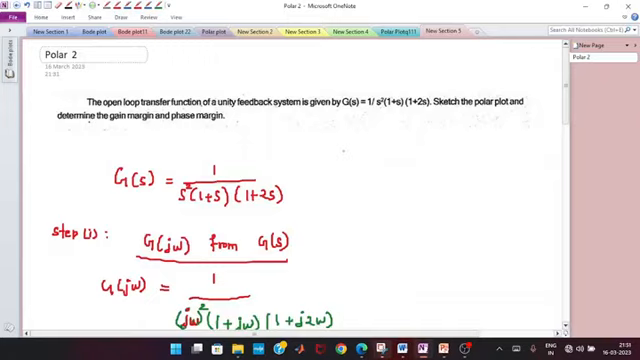So now we'll move on to the second problem. Here the open loop transfer function is given as G(s) = 1 / (s squared (1 + s)(1 + 2s)). The earlier problem had 1 / (s(1 + s)(1 + 2s)), but this is s squared. So now we'll quickly go through the steps.